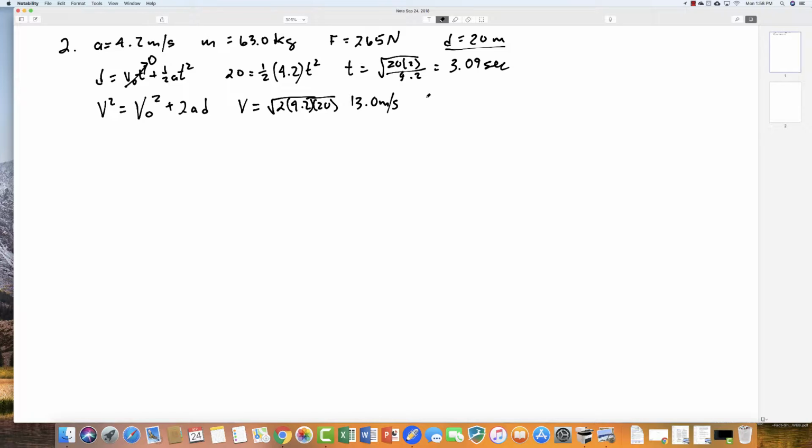13.0 meters per second, and the distance is 80 meters that he's going this speed, so the time is going to be this 80 meters that remains divided by 13.0, so the remainder of the time is going to be 6.17 seconds. So the total time will be adding these two together, and you get 9.26 seconds for the total race, which is a very fast time for 100 meters, like a world record.